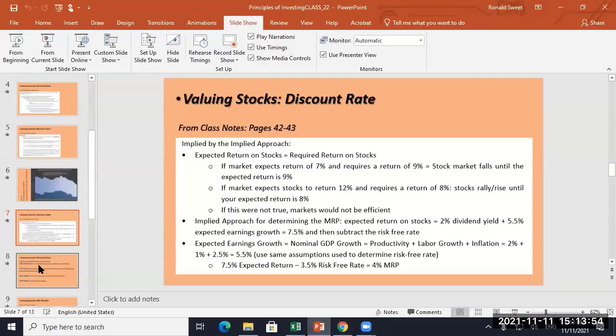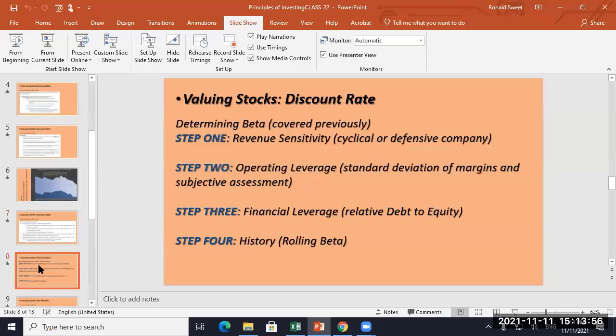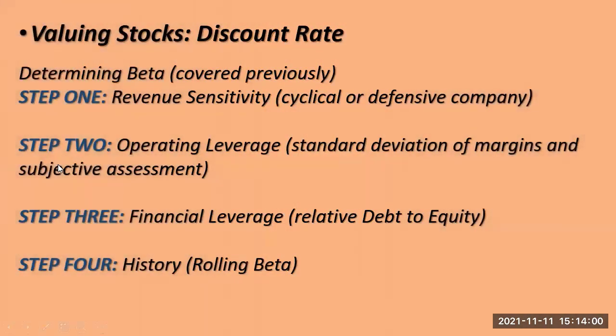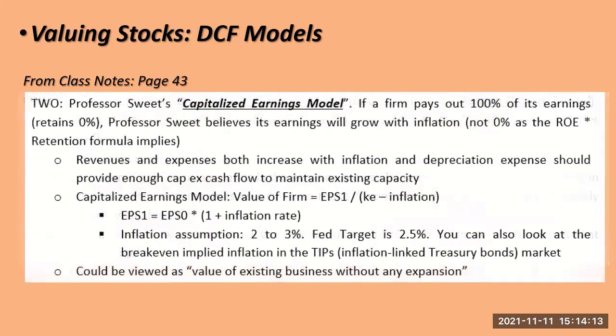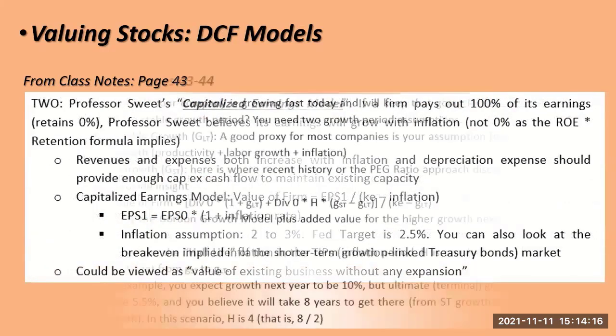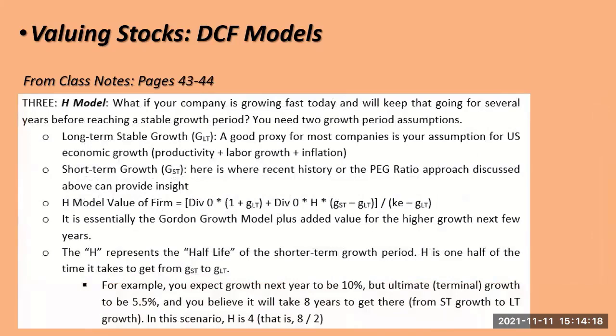All right, I'm going to do this. Remember, I'm going to do Walmart and go through all this, so I'll show you how to do it. Then beta, we already talked about that, right? Revenue sensitivity, operating leverage, financial leverage, and history. So you'll do all of those, and that'll give you your discount rate. You're going to use three models on your paper: the dividend discount model, the capitalized earnings model, and the H model.